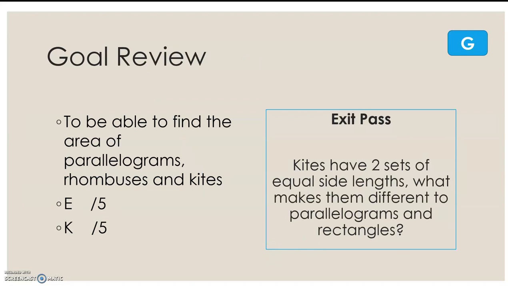An exit pass. Kites have two sets of equal side lengths. What makes them different to parallelograms and rectangles?